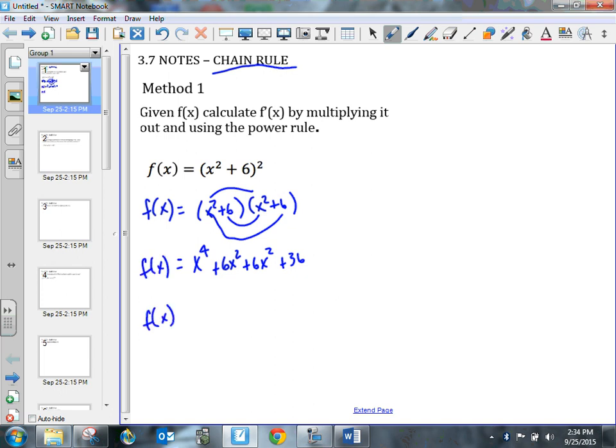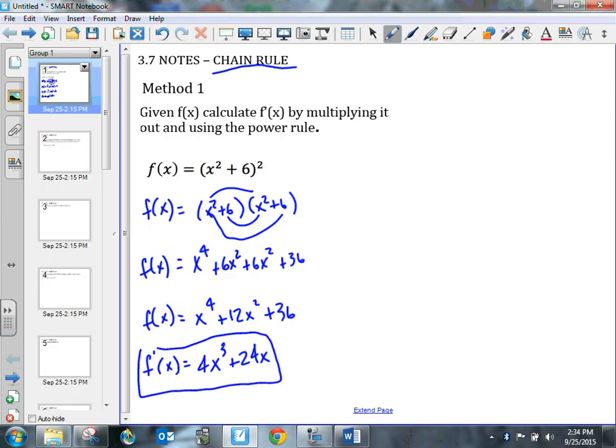If I combine my like terms, I'm going to get x to the fourth plus 12x squared, and then plus 36. And if I wanted to calculate the derivative, I just use the power rule, and it's pretty simple, and we're going to get 4x cubed plus 24x, and that's it. So that's the derivative of my function f of x. This is my derivative, 4x cubed plus 24x.